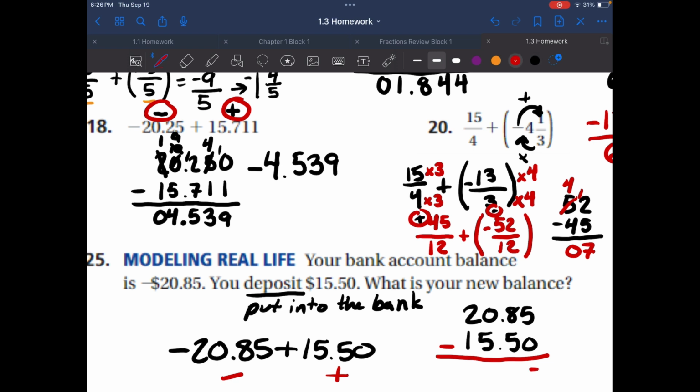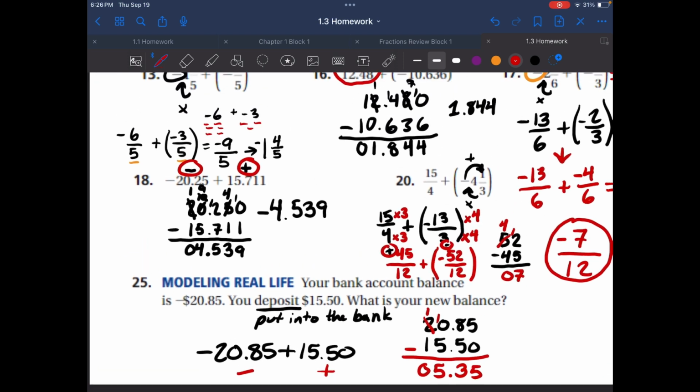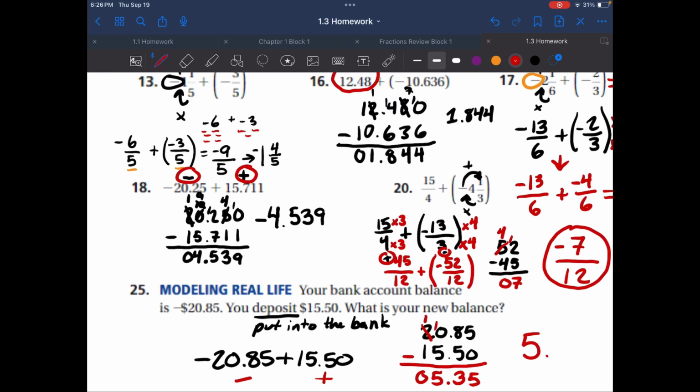5 minus 0, that's going to equal 5. 8 minus 5, that's 3. Drop my decimal point. Got to borrow from my neighbor really quick. 10 minus 5 is 5, and then 1 minus 1 is 0. I can kind of just ignore that 0 for now. I know my answer is $5.35. I just need to look and see that my first initial bigger value was negative, meaning my answer is negative. Properly, it would be negative $5.35.